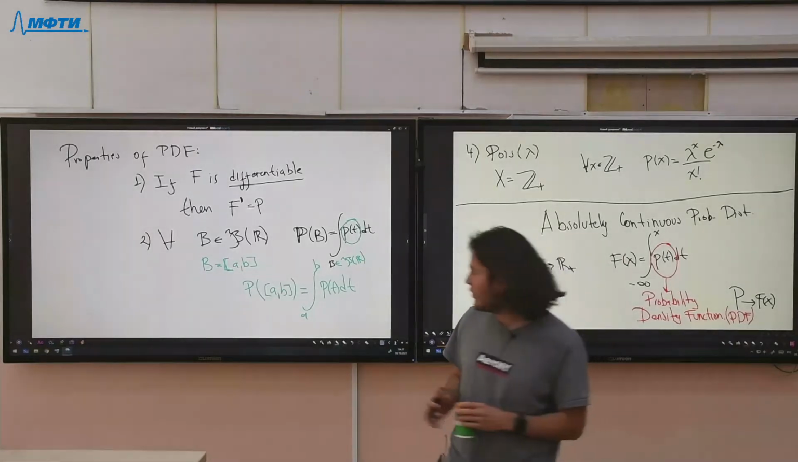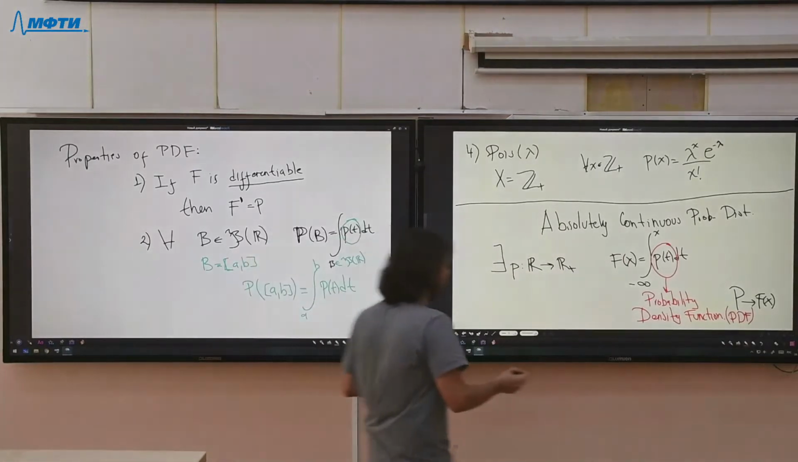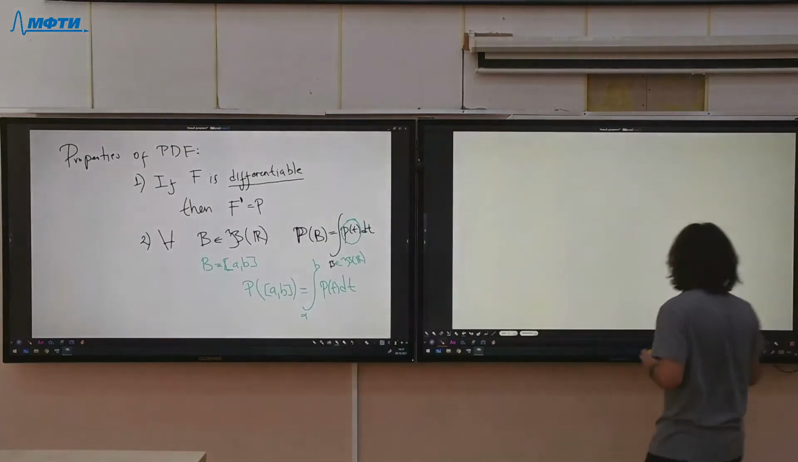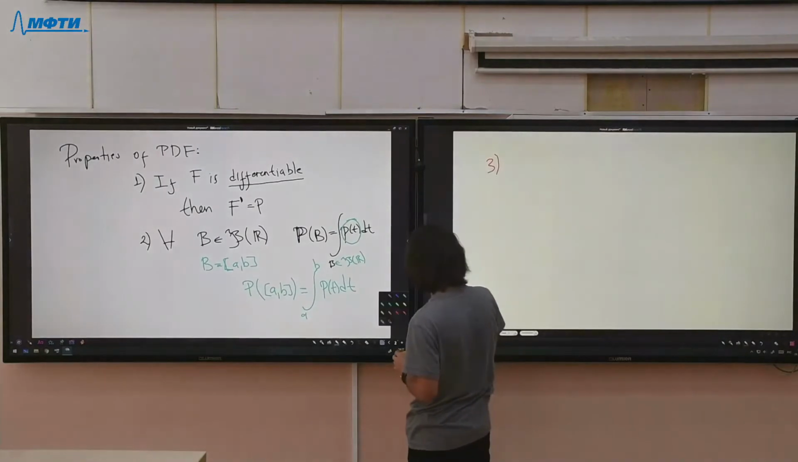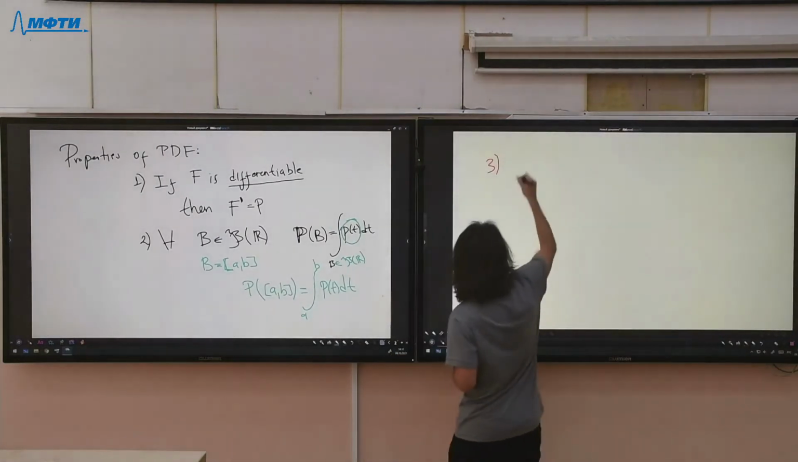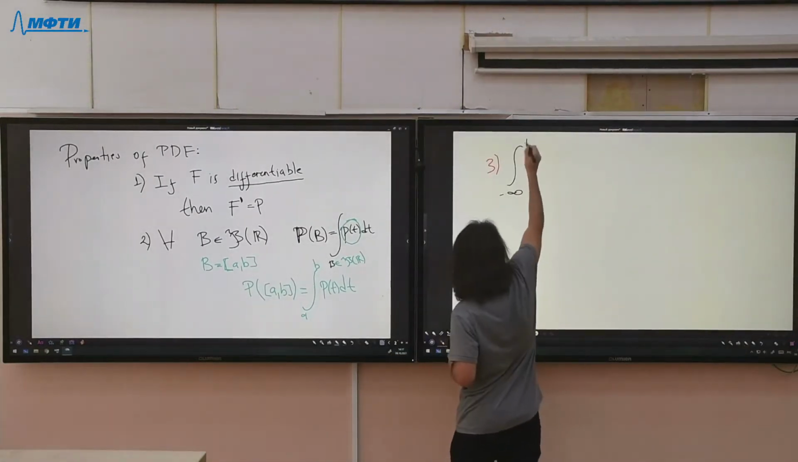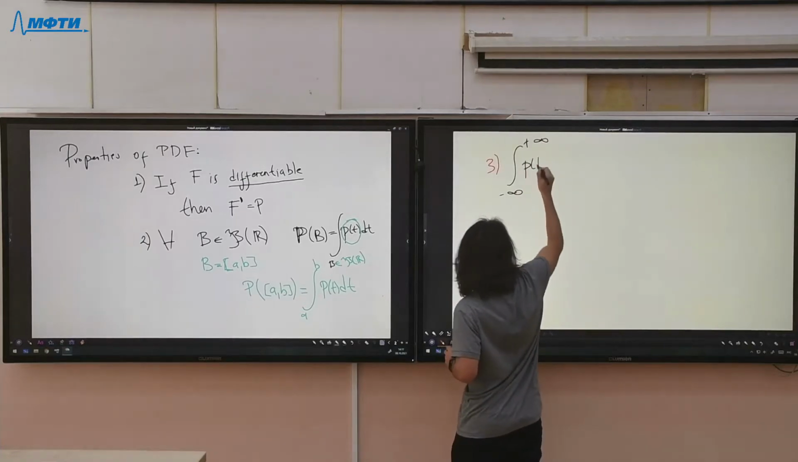Yeah, so finally, the other property that we need, and you need to tell me: what is this equal to? The integral from minus infinity to plus infinity of the PDF.